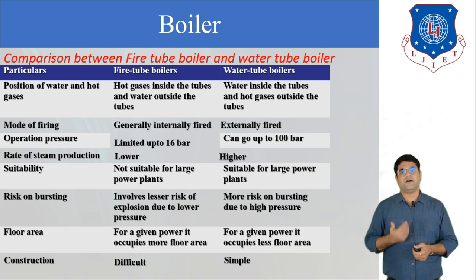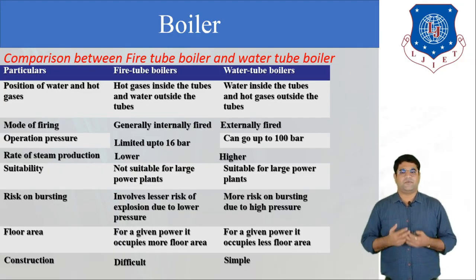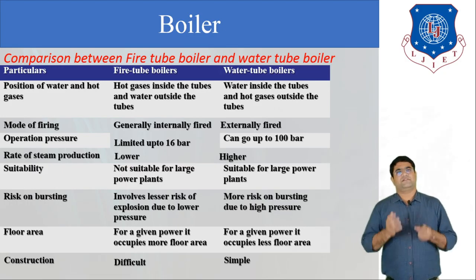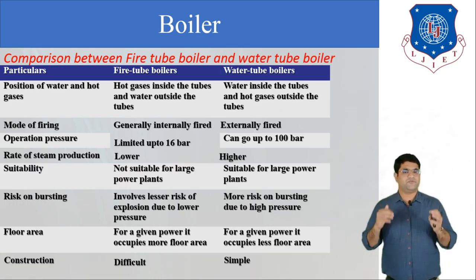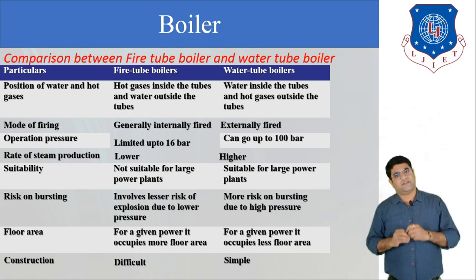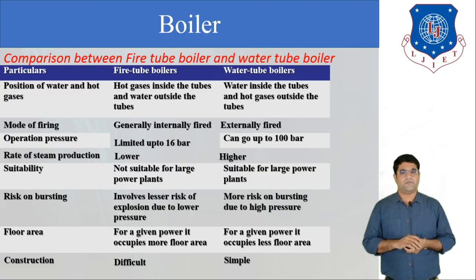Okay, now next point is the suitability. Generally the fire tube boilers are not suitable for large power plants because the pressure is low. The water tube boiler is suitable for high power plants because it can generate very high pressure. So we can produce more steam and more electricity. So it is generally used for very high power plants.